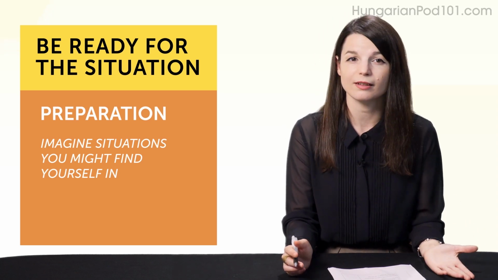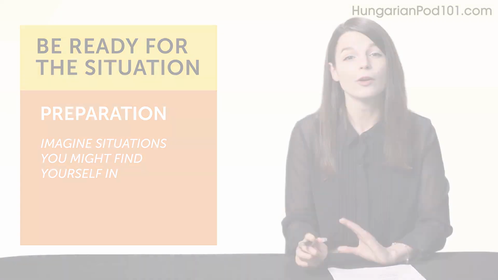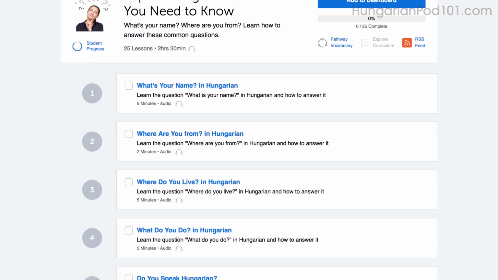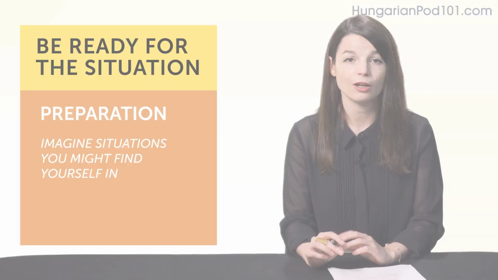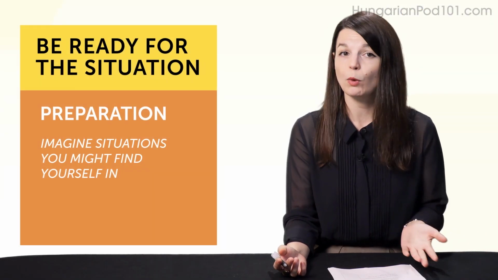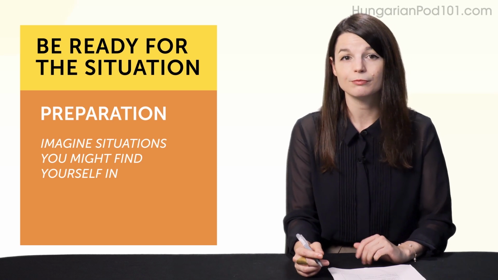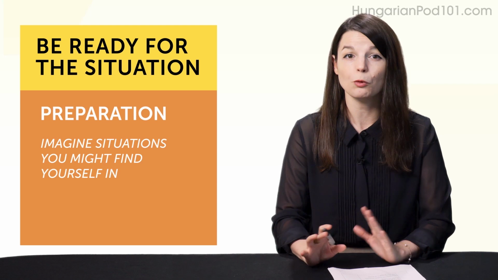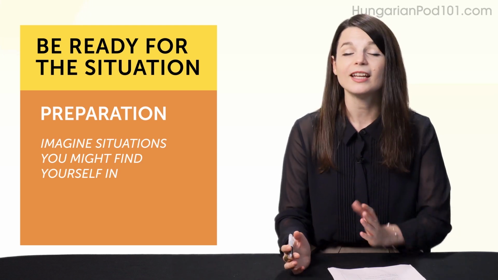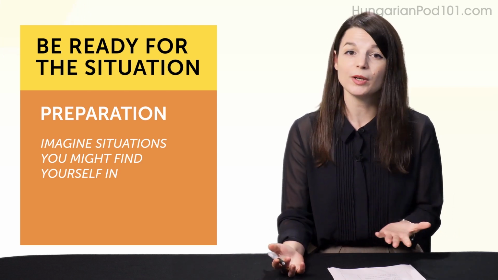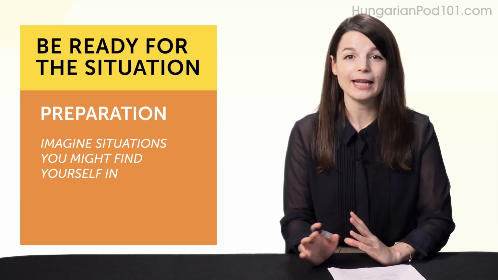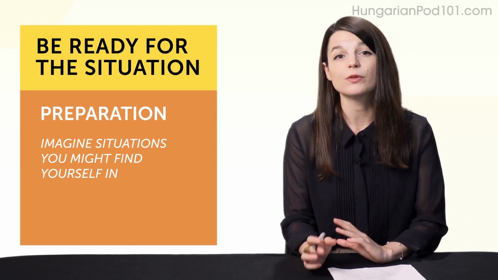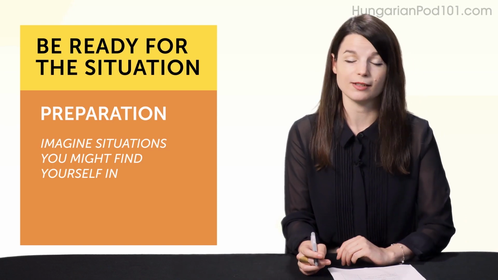So how do you do this? If you're learning on the website, check out our top 25 questions lessons that teach you questions and answers that we use all the time in conversations. For example, what's your name? Where are you from? How old are you? How was your weekend? Another way to prepare is to make a list of questions or phrases you want to say. Then get the translations for those. The point is, if you prepare lines like, my name is, I am from, this weekend I did this, the kind of lines you use all the time, you'll always have something to say.